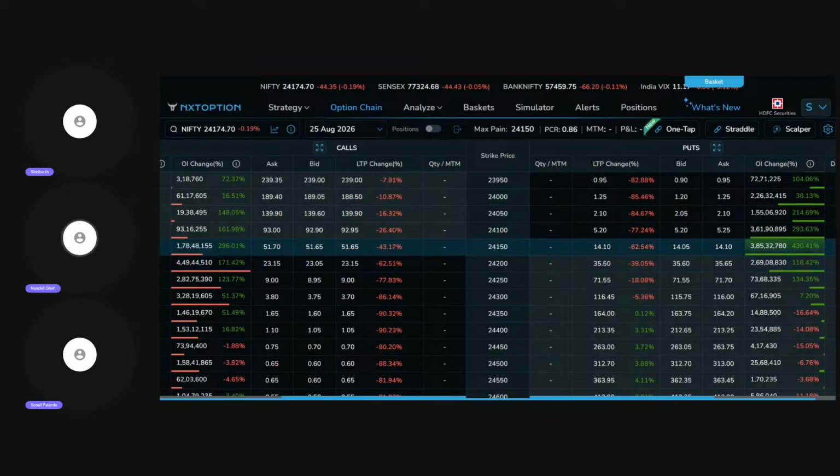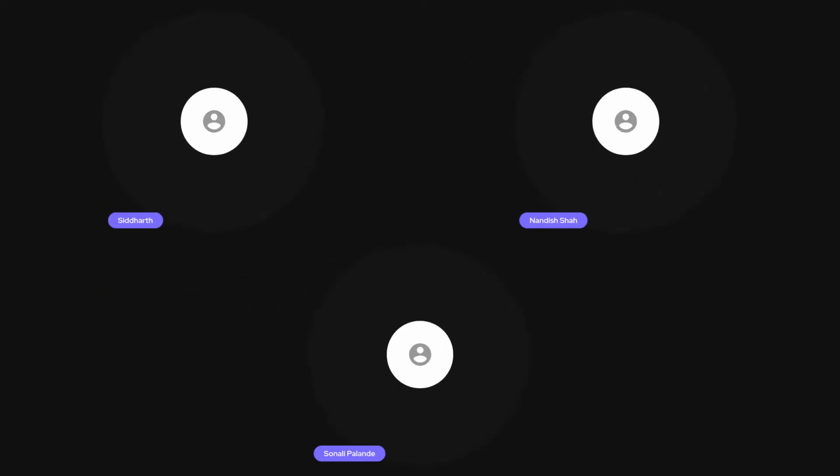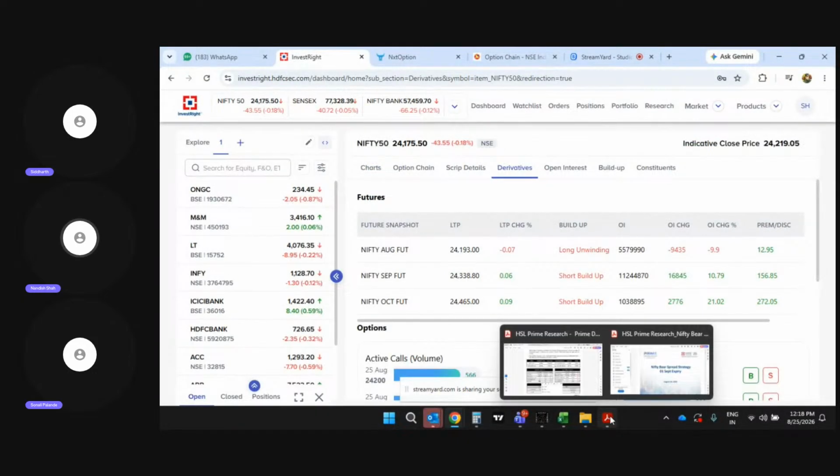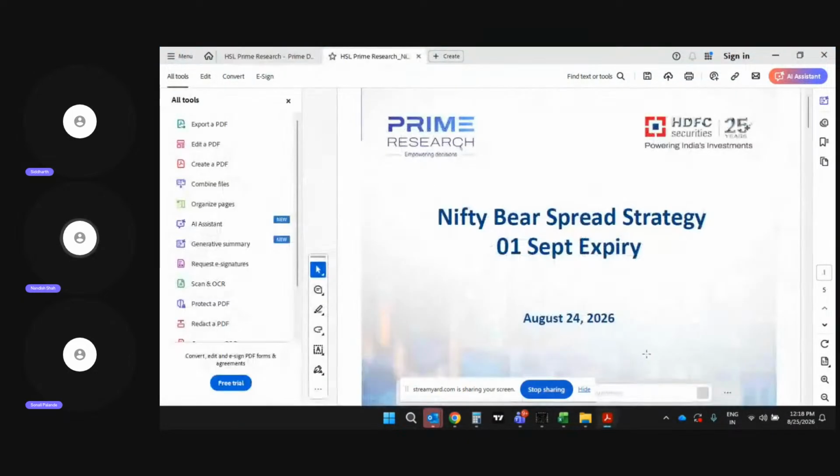Yeah, so this was the view for today. Now let me share the derivative strategy we issued today in the morning. One minute. Is my screen visible? No, not yet. Yes, now we can see it.